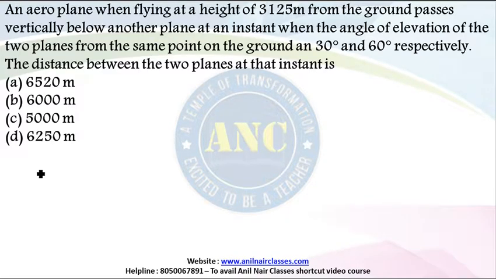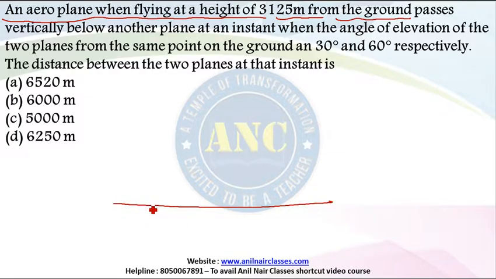Next question. Again, another question which we are solving with respect to aeroplanes. Again a very beautiful question. Please see this question, sir. An aeroplane is flying at a height of 3125 meters from the ground. That means there is a ground. I will name this ground as BC first of all. There is an aeroplane which is flying at a height of 3125 meters.